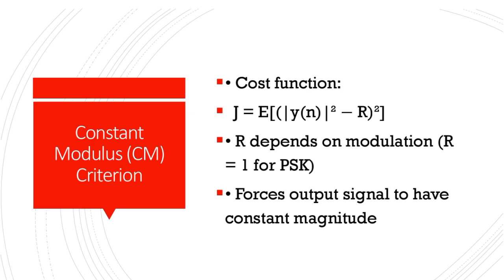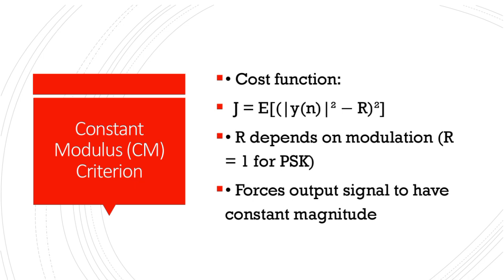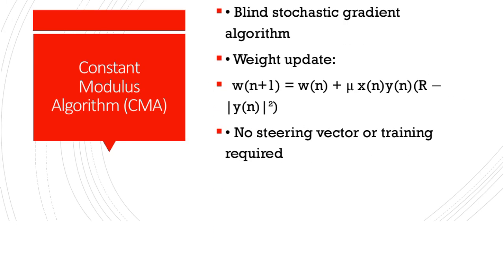The next thing is how we create the criterion for the constant modulus. The formula is: the cost function J is equal to the expectation of the modulus of y of n squared minus R, the whole squared. Here R depends on the modulation. For PSK we can use 1, and we force the output signal to have constant magnitude. And the next thing is the constant modulus algorithm.